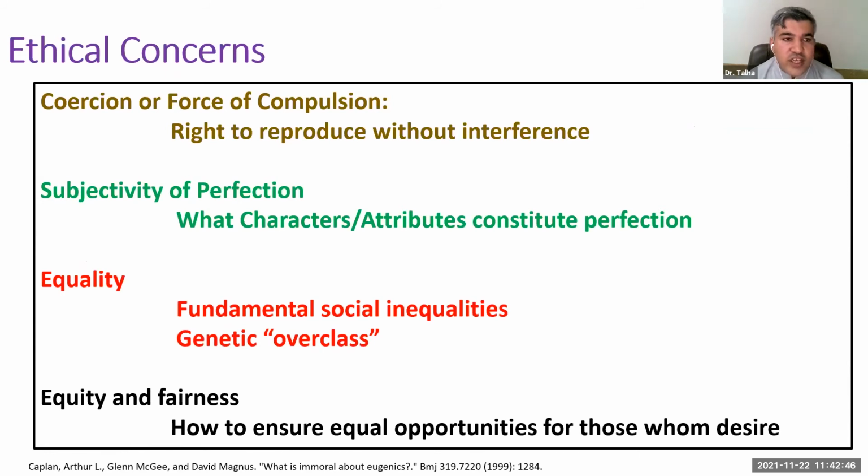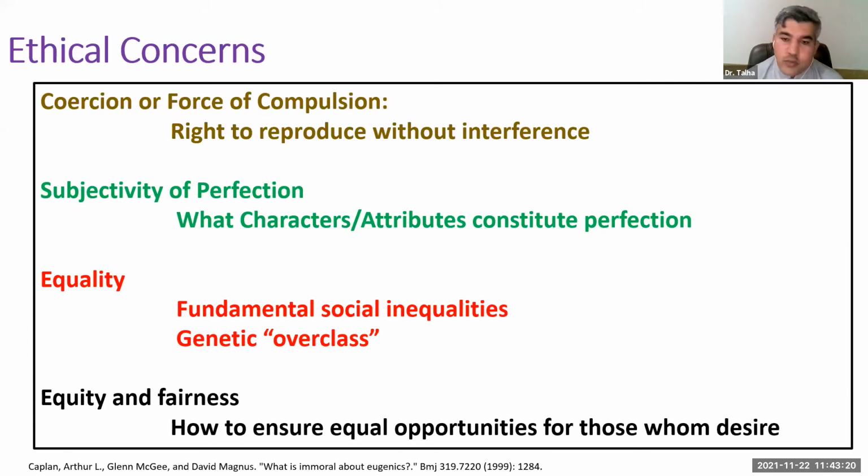What if there is some sort of coercion or some kind of force applied that interferes with the right to reproduce without interference? You allow some selective kind of marriages to allow the good genes and exclude the bad genes. And what characterizes perfection in that sense? Who defines perfection? What is perfection? That attribute is also questioned.